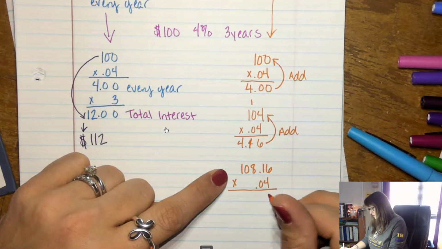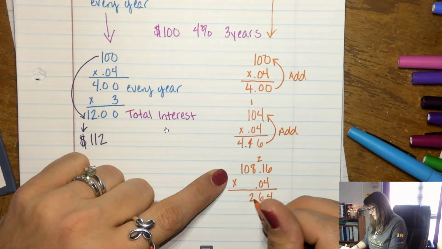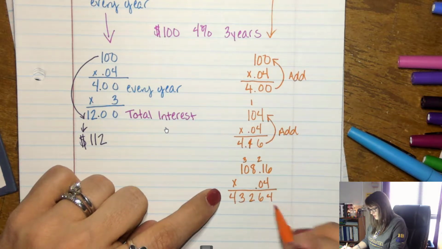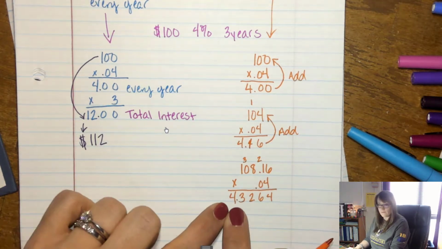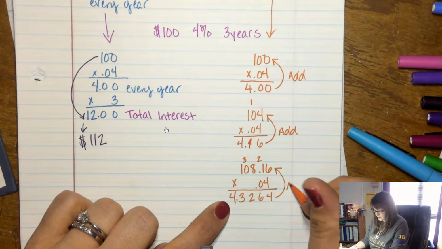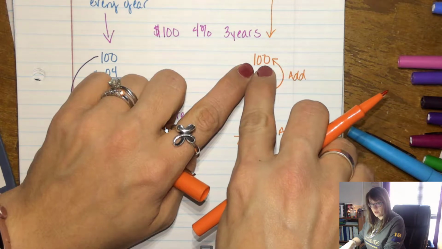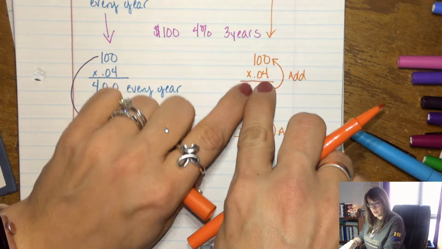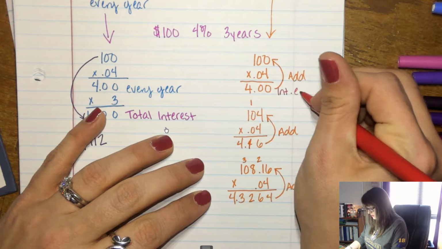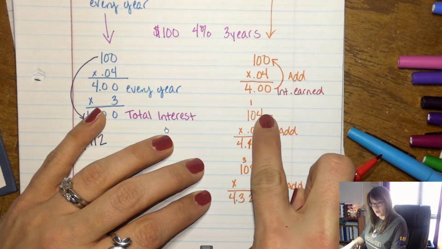So that's 4, 16, 32, 3, 4. 1, 2, 3, 4. So 1, 2, 3, 4. So $4.32. Add that back to this. So this is my principal, times the interest rate. This is interest earned. So we add that back to the principal. We get our new total.